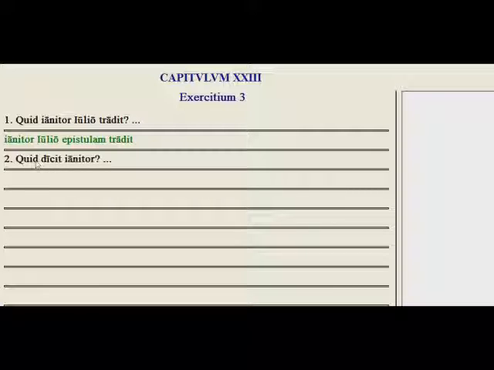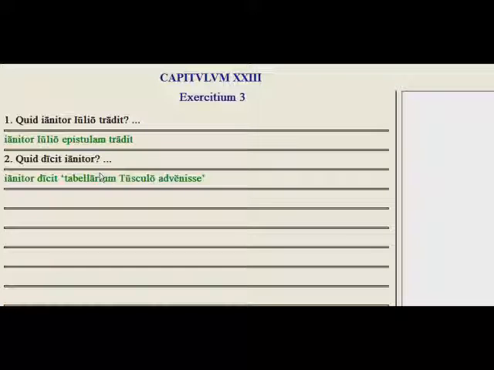Let's try one more. Quid dicit janitor? Janitor dicit tabellarium advenisse, that a mailman had arrived. Tabellarium advenisse Tusculo. Okay, so try the rest of those, and once you're confident, I'll see you back in lesson 2.